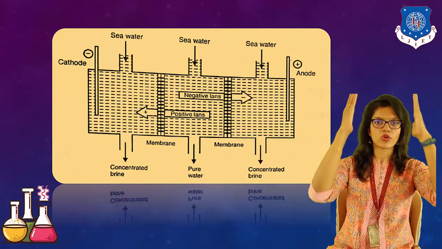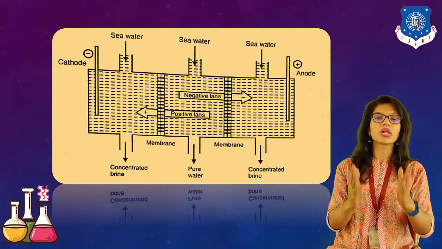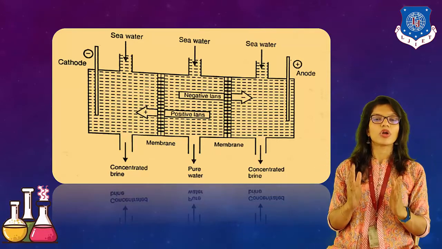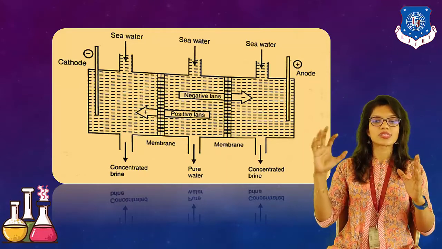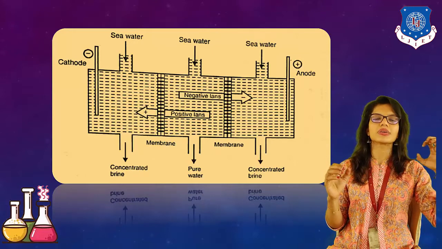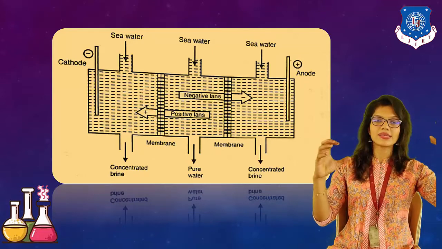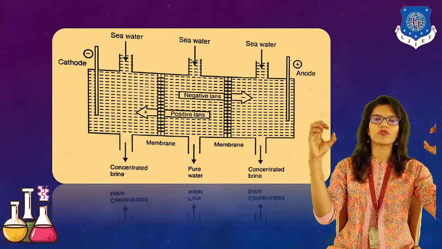We have to pass the seawater from the upper compartment. The middle compartment contains a membrane. What will happen when we add the seawater? The negative charge is attracted towards the anode, and the positive charge is attracted towards the cathode. At that time, Na is removed from one side and Cl is removed from the other side.